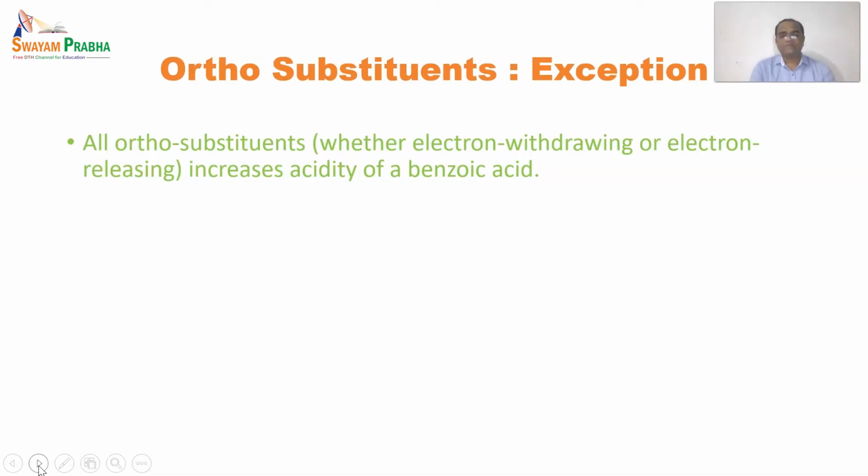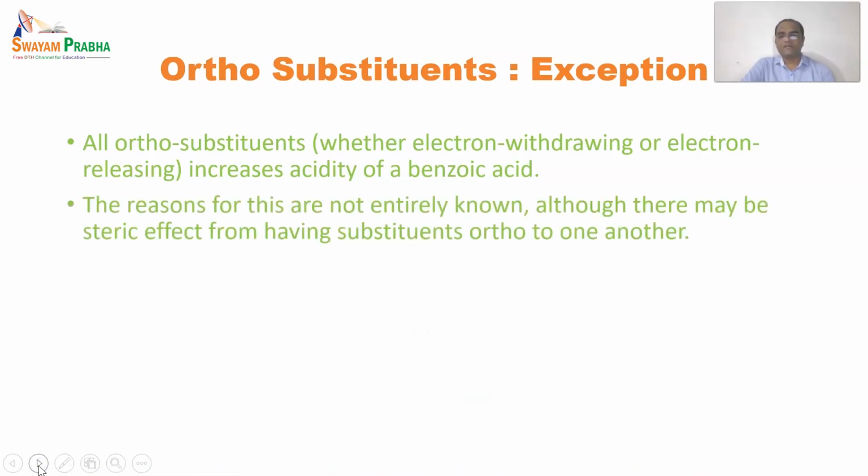Apart from this concept of electron withdrawing or electron releasing, the electron releasing or withdrawing effect works only when the group is para substituted or meta substituted, but it does not work whenever it is an ortho substituent. So whenever there is an ortho substituent, the acidity of benzoic acid will increase, whether it is electron withdrawing or electron releasing.